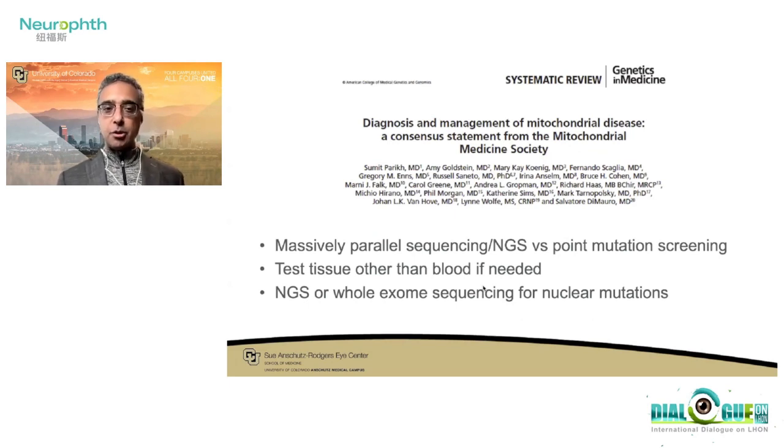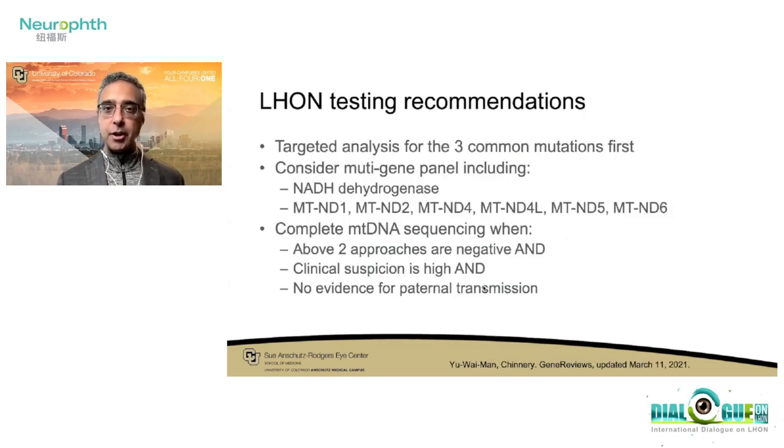Similarly, testing a tissue other than blood if suspicion is high, because of the heterogeneity in the mitochondrial populations in different tissues. And then finally, as I mentioned before, next-gen or whole exome sequencing for nuclear mutations, again, more centered around other mitochondrial disease and not so much LHON.